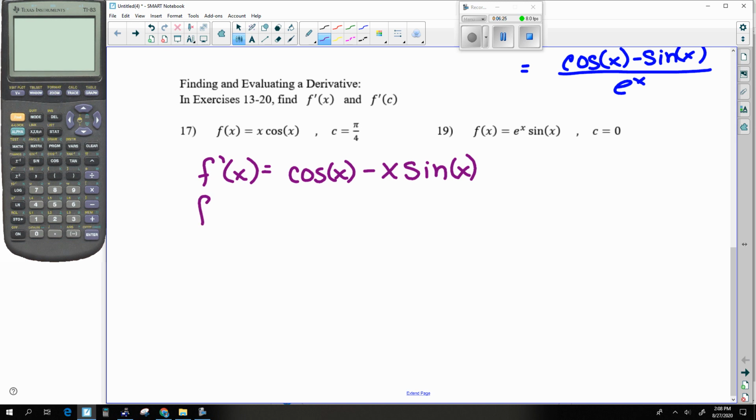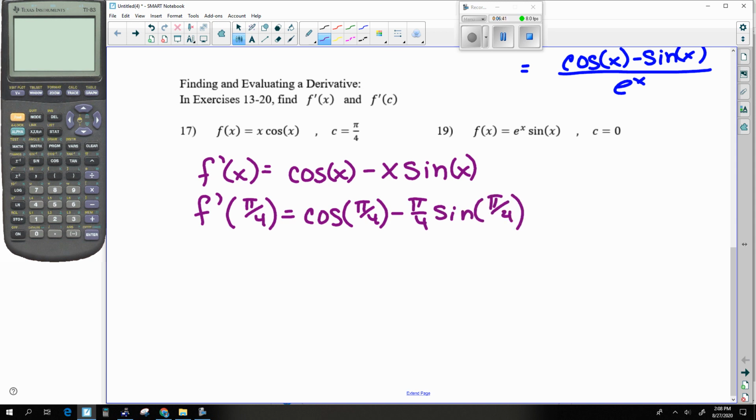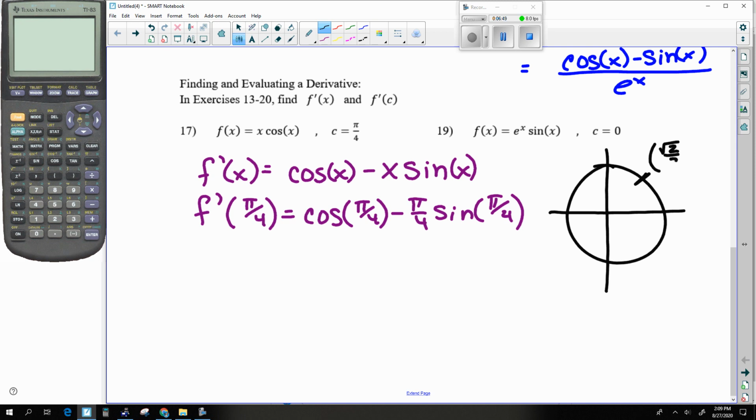Now, how do I take the derivative at a point? Here they have c being pi over 4. So in essence, what I'm seeing is cosine of pi over 4 minus pi over 4 sine of pi over 4. Here we are using a little bit of trigonometry, focusing around the term pi over 4, which is square root 2 over 2 for both the sine and the cosine.